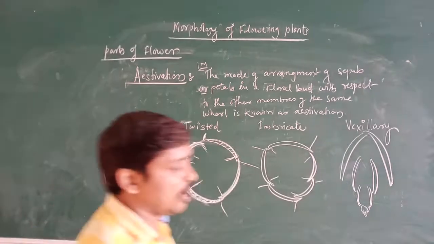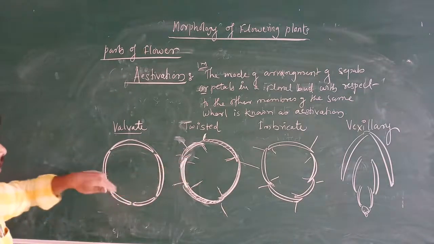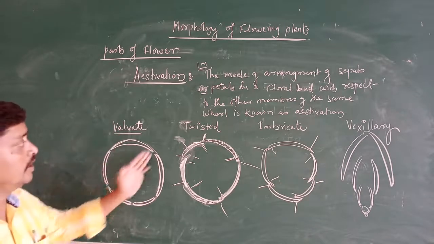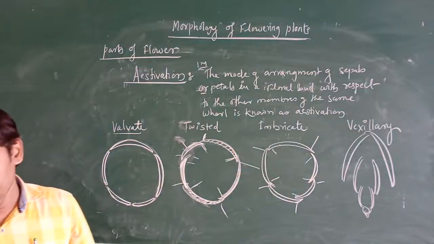And this question is going to ask you for 5 marks. What is meant by aestivation? And explain the different kinds of aestivation. That time I am going to draw such diagrams. Then I am going to write below: valvate aestivation in the sense what? Twisted aestivation in the sense what? In bracket, then maxillary aestivation.